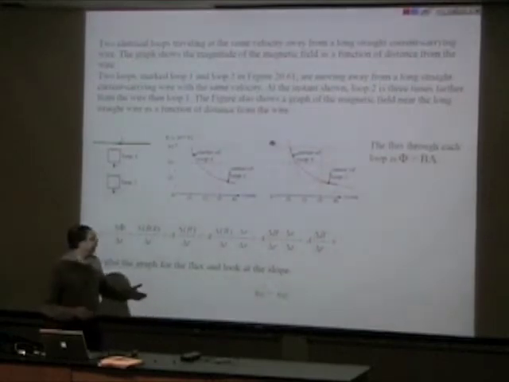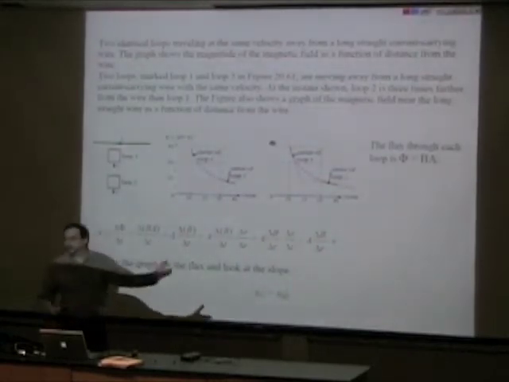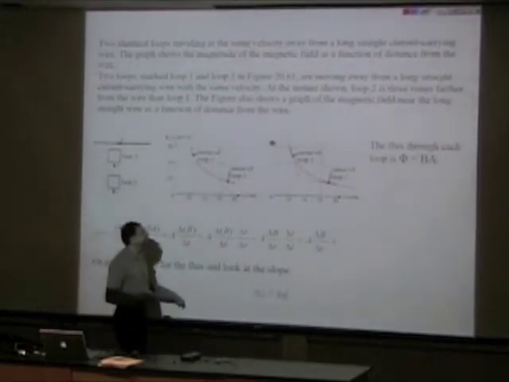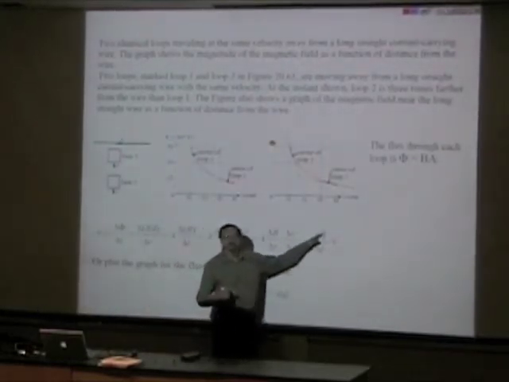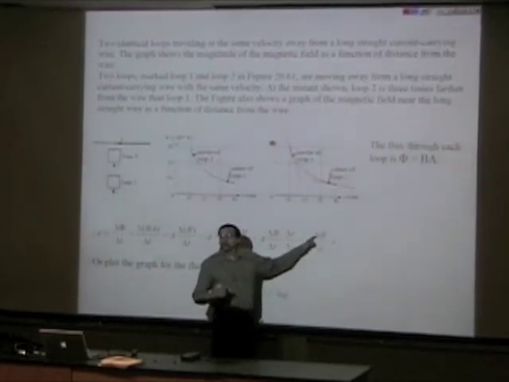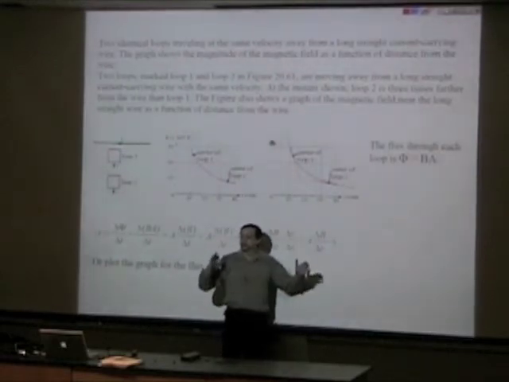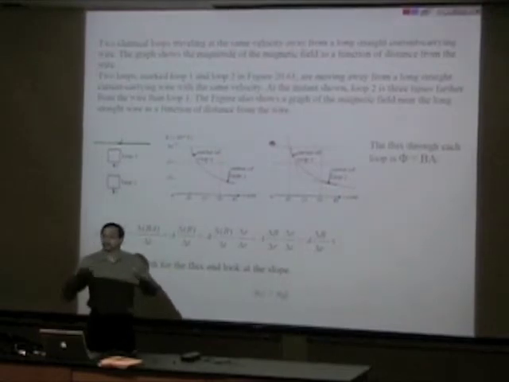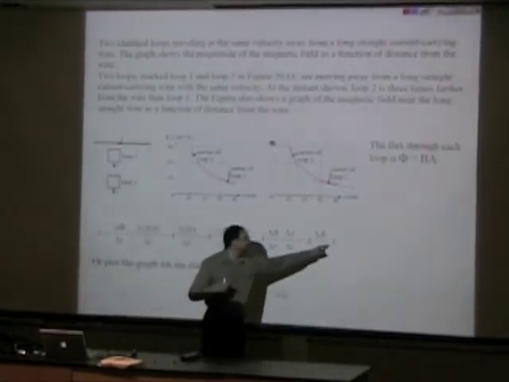And here we have a supporting algebraic calculation. Basically what we say is the magnitude of induced EMF is related to the slope of the graph of magnetic field as a function of distance. Larger slope, faster change. Well, of course, as long as loops travel with the same speed.